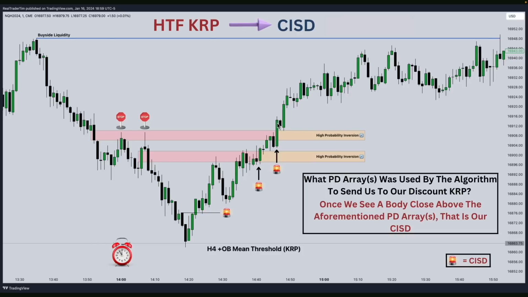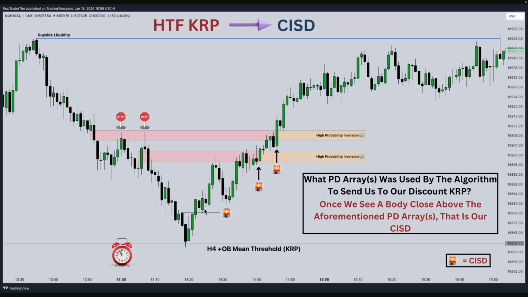So these two areas I have labeled high probability inversion. They're high probability because, like we mentioned earlier, the algorithm initially utilized this SIBI to send us to the key reference point. Once that gets flipped, that's high probability inversion. Same thing with this. And this says high probability inversion, but it's really a balanced price range. So this is really strong in and of itself.